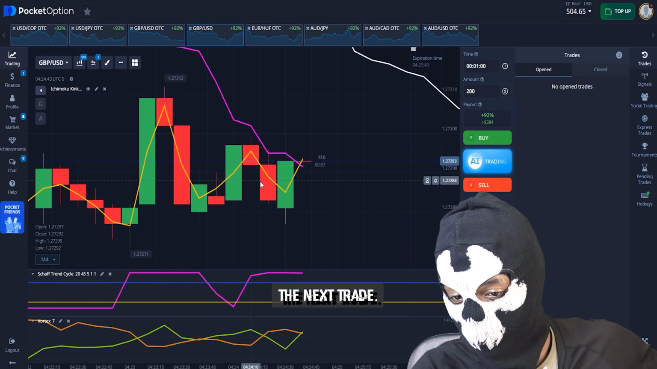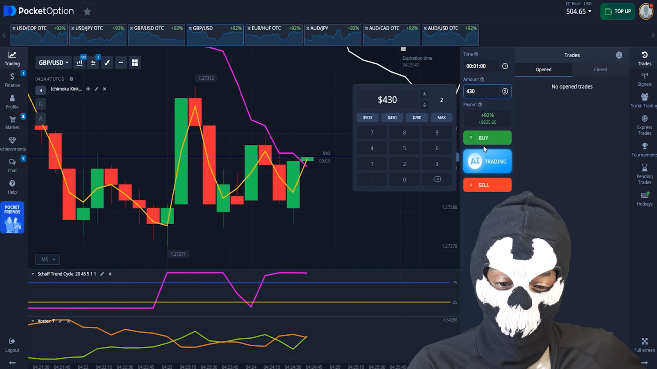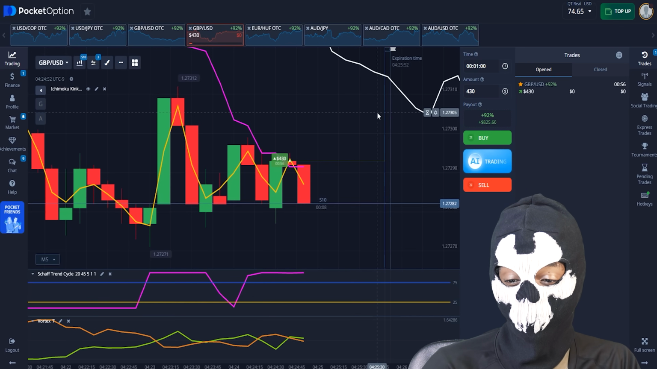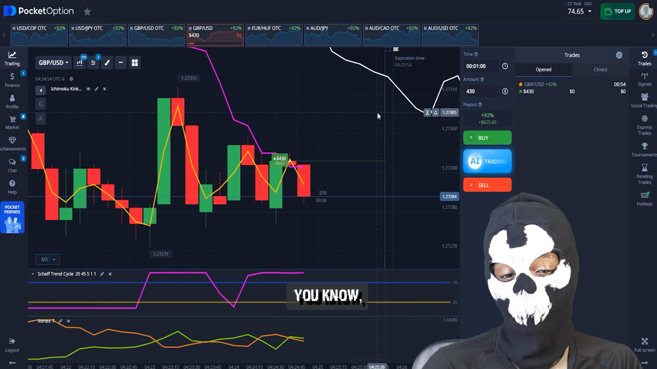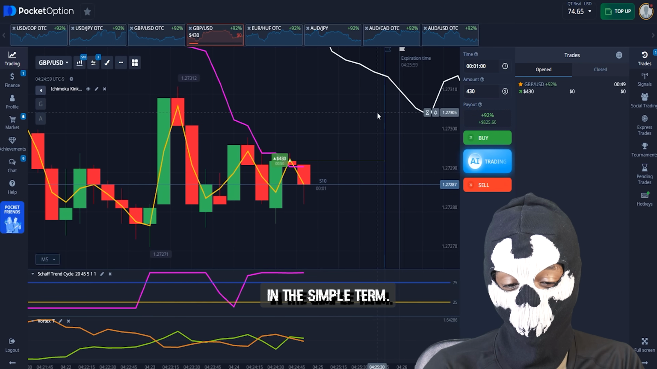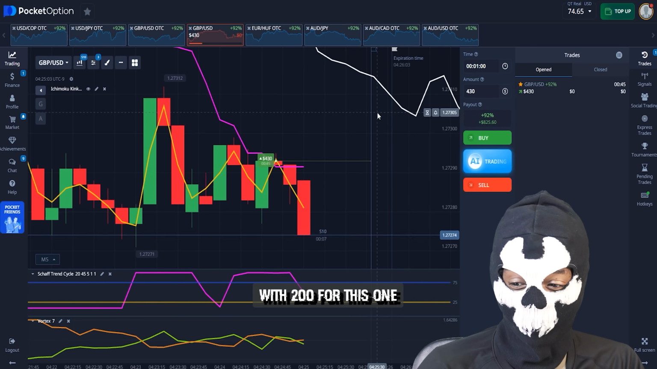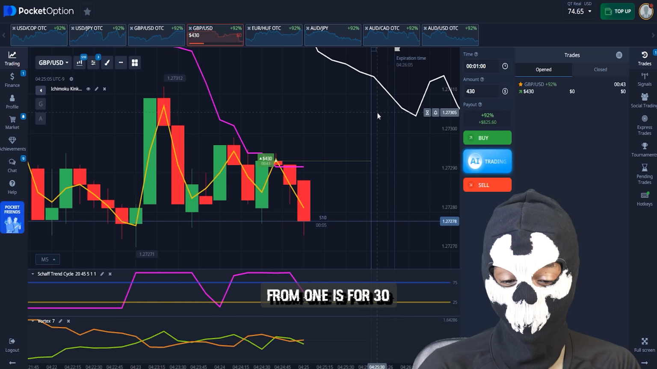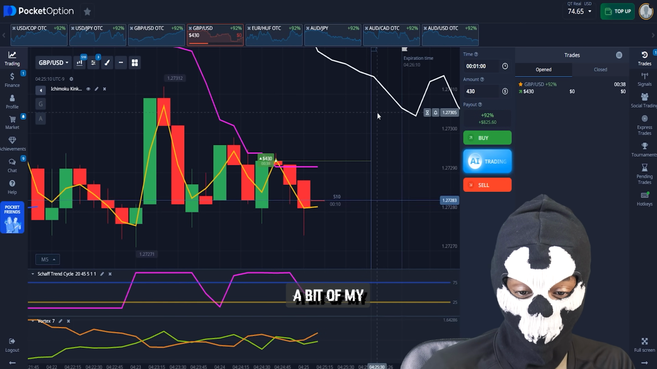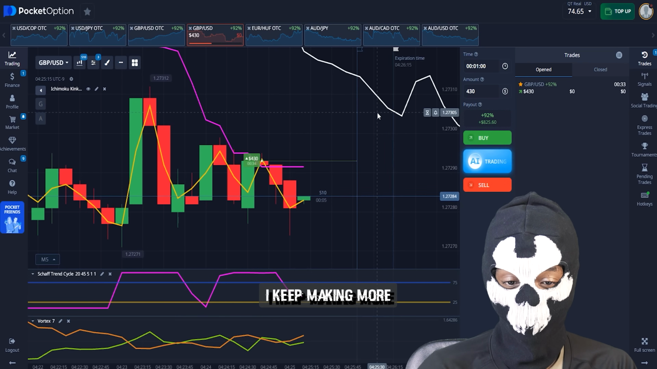Okay, let's start the next trade. I'm going to go with $430 and up. So like I was saying about how to gauge the balance, how can I explain this in simpler terms? Basically, I started with 200 for this one. I'm going with 430. I added a bit of the profit that I made to this, so that I keep making more and more.